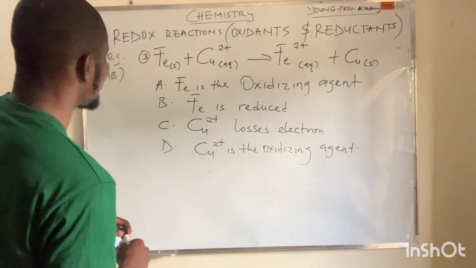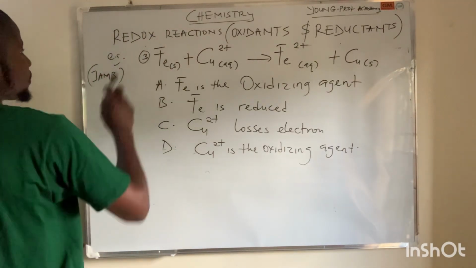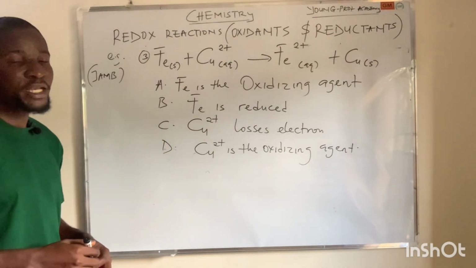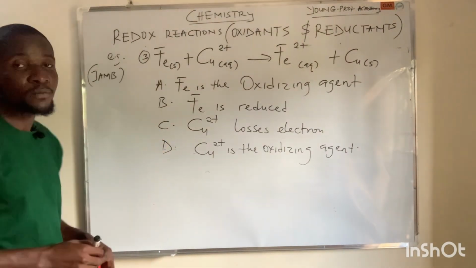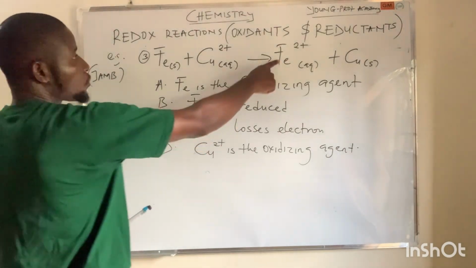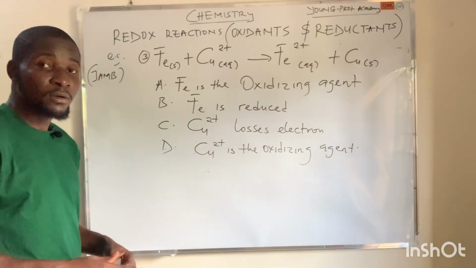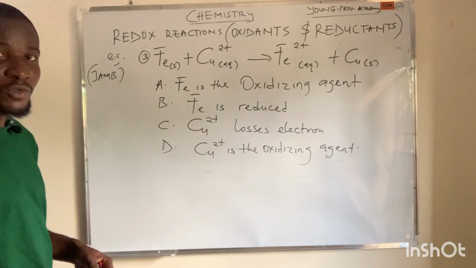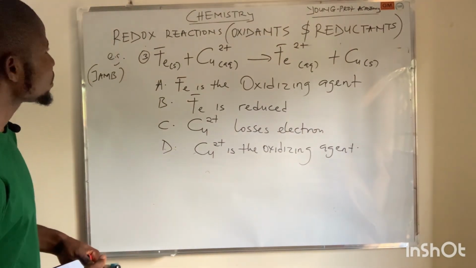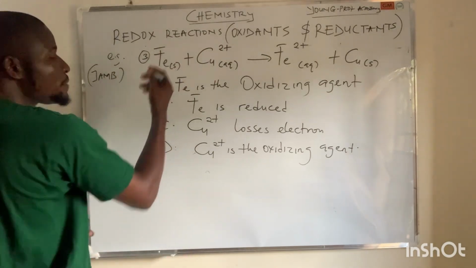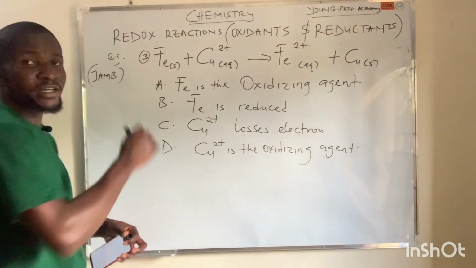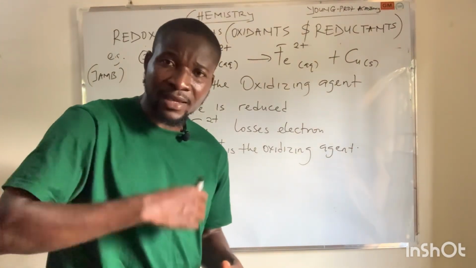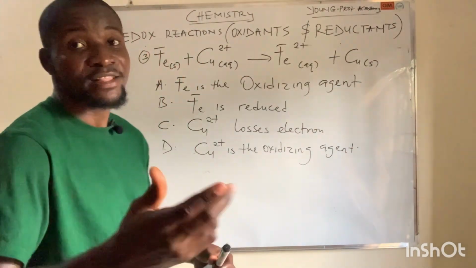Very simple. Look at it this way. Now, this iron is just a neutral element, meaning that the oxidation number of this iron here is 0. Now, it moved from 0 to +2. What does that mean? Oxidation, increase in the oxidation number of an element. Oxidation. Now, it simply means that this iron is the reducing agent because any element that undergoes oxidation is a reducing agent, meaning that it can donate electron.